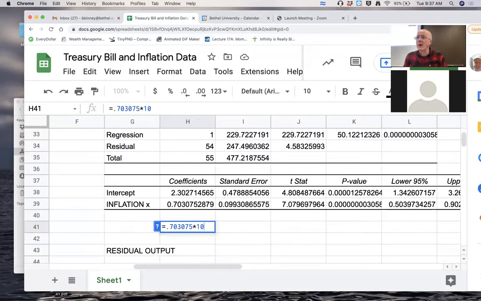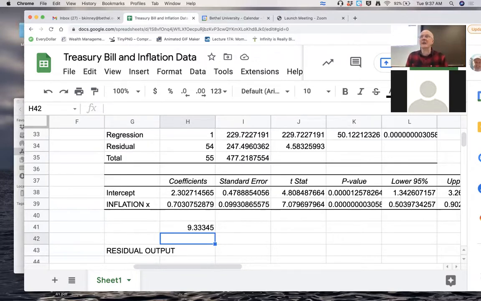Don't convert that to a 0.1 here. These percentages are not converted to decimals. Plus 2.3027, 9.33 would be your estimate for the treasury bill return. Will that happen? I'll almost guarantee no, right?